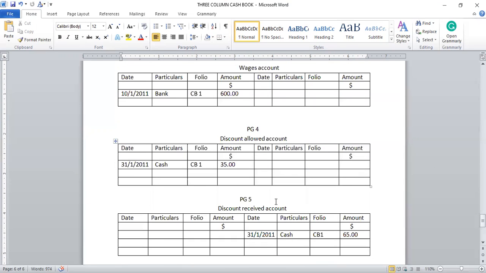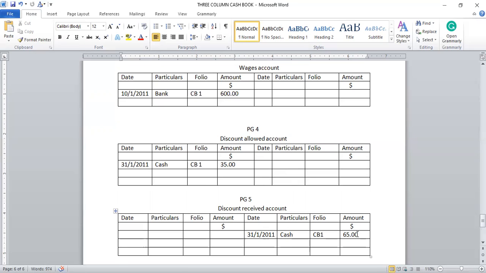Enter. So we have first the discount allowed. It has been debited with $35. So page 4, assume page 4, discount allowed account being debited with $35. So the 31st, 2011, particulars cash, folio cash book page 1, and the discount allowed $35. Then the discount received will be credited. So page 5, discount received being credited. Date 31st January 2011, particulars cash, folio cash book page 1, the discount received $65.